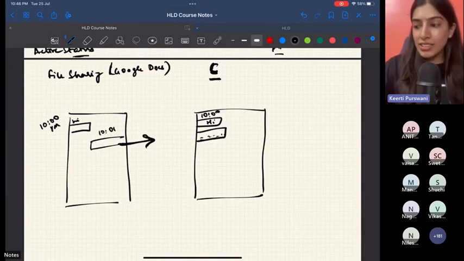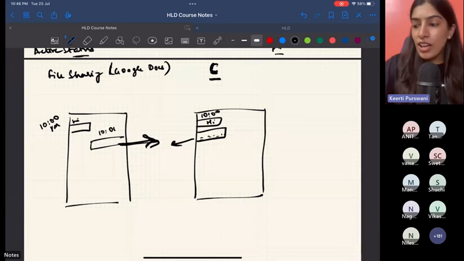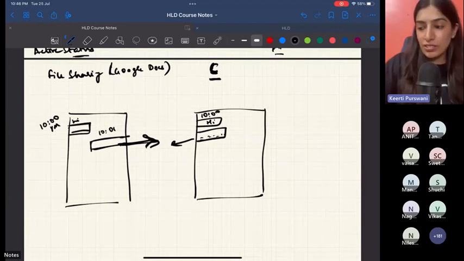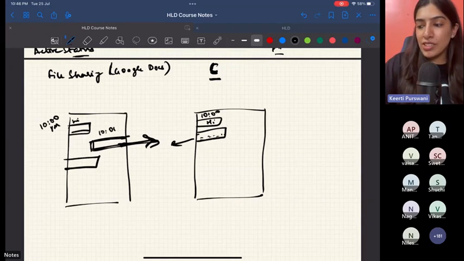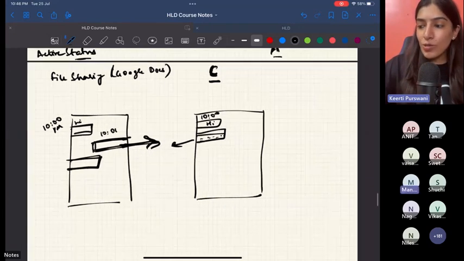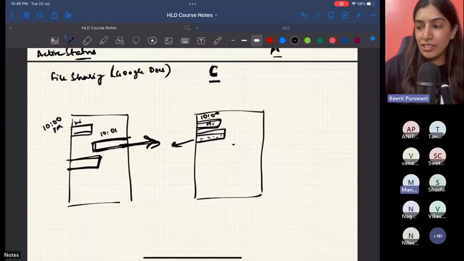Now, while I send the message, maybe this message is also on the way, and this message is also on the way. For this user, what will happen is that you will be able to see this message before and this message after that. But in this case, you will be able to see these two messages together and this message later.